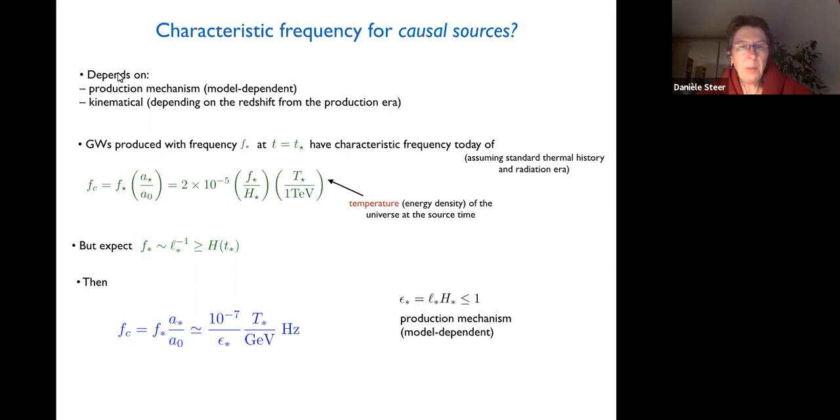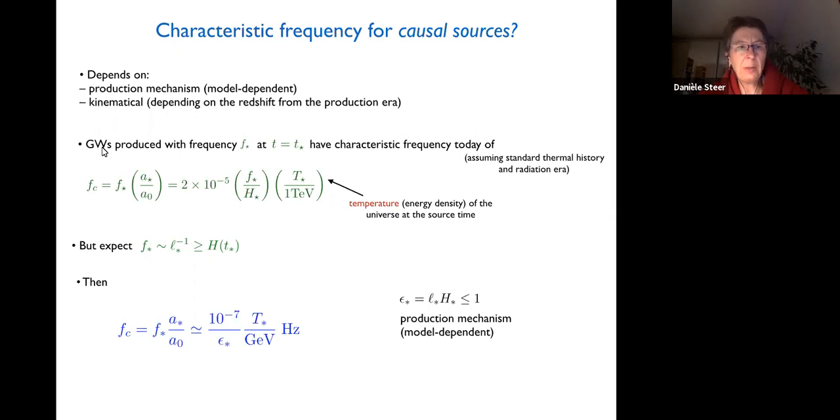So the characteristic frequency, essentially where one would expect some kind of peak or some particular feature in the spectrum, will depend on the production mechanism. That's clear. So that's model dependent. And there'll also be a kinematical contribution just simply from the redshifting from the period of production of the gravitational waves by the source. So let me try and explain that a bit better.